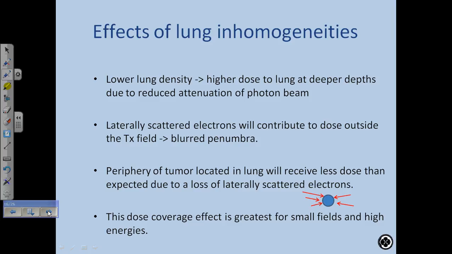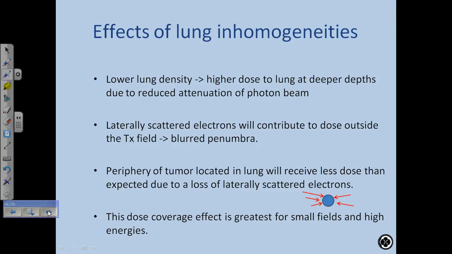So lower lung density means higher dose to the lung at deeper depths due to reduced attenuation of the photon beam. Laterally scattered electrons will contribute to dose outside of the tumor field. We saw that already. The periphery of the tumor, so this is the big disadvantage, located in the lung will receive less dose than expected due to the loss of lateral scattered electrons. Electrons will tend to scatter forward in low-Z materials, and low-density materials rather.